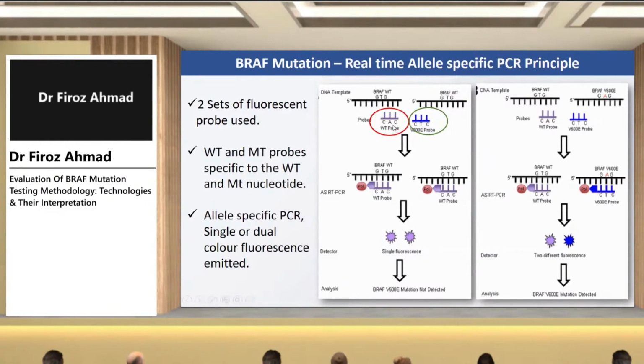sets of probes. One probe corresponds to the wild type allele, and the other is the mutant probe, which corresponds to the mutant allele. So if there is a wild type or negative result, then only the wild type probe will bind to the target, and you will get only one fluorescent signal, which could be either red or green. But in case of mutation, both wild type and mutant allele probes will bind, as a result of which there will be amplification of both probes, and then you can see two different types of fluorescence, and that's how you interpret the result as positive.